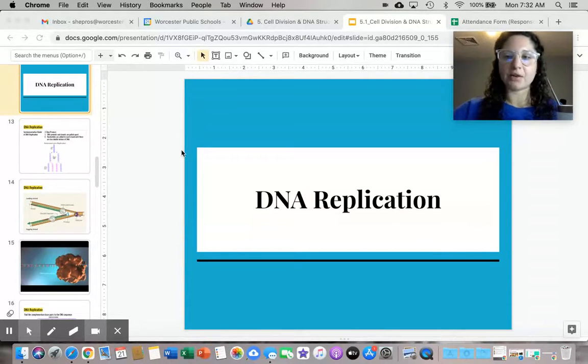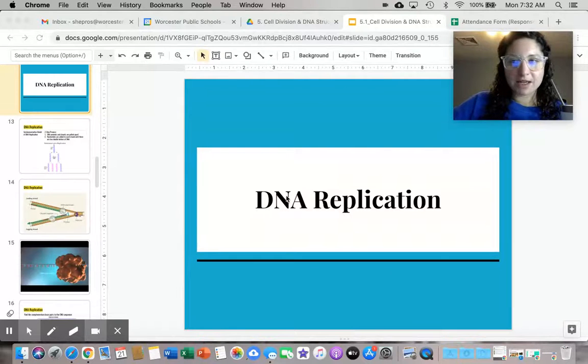So in this video, like the slide says right here, we're going to be talking about DNA replication. So when something replicates, it makes another one of itself. So again, if we wanted to replicate a piece of paper or something, we would just copy that piece of paper to make it look identical to the original copy. So in this case, we are going to be copying DNA.